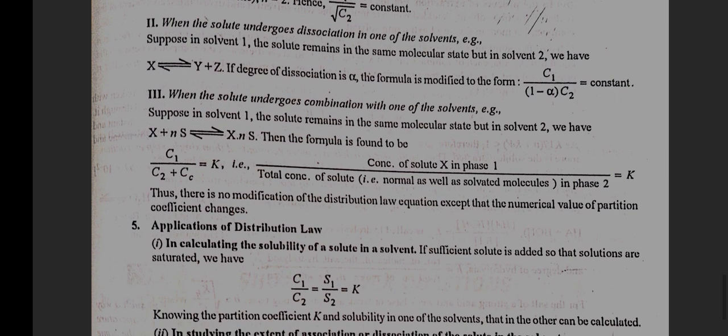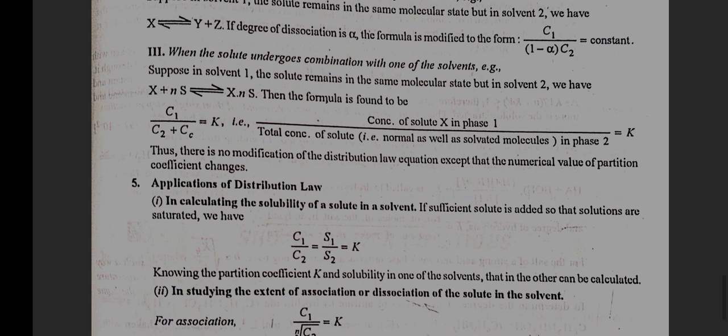Third, when the solute undergoes combination with one of the solvents. Suppose in solvent 1 the solute remains in the same molecular state, but in solvent 2 we have X plus nS tends to X into nS. Then the formula is found to be C1 divided by (C2 plus Cc) is equal to K, that is, concentration of solute X in phase 1 divided by total concentration of solute in phase 2 is equal to K. Thus there is no modification of the distribution law equation except that the numerical value of the partition coefficient changes.